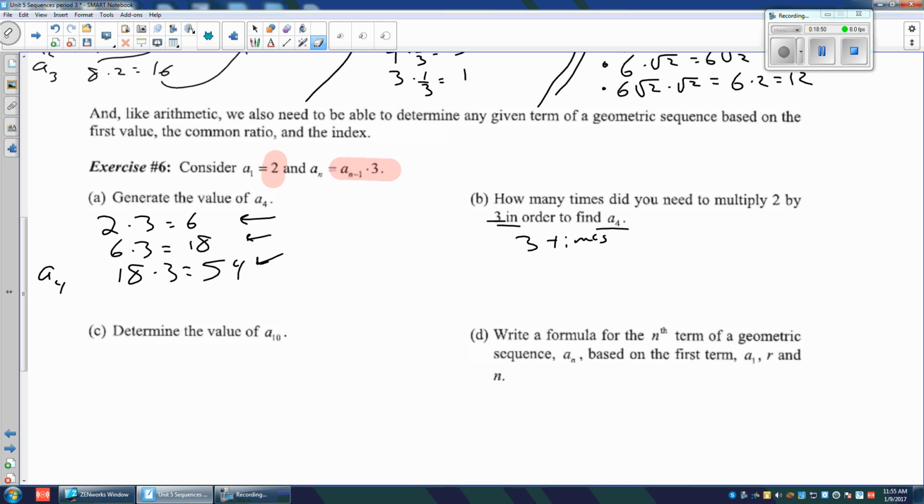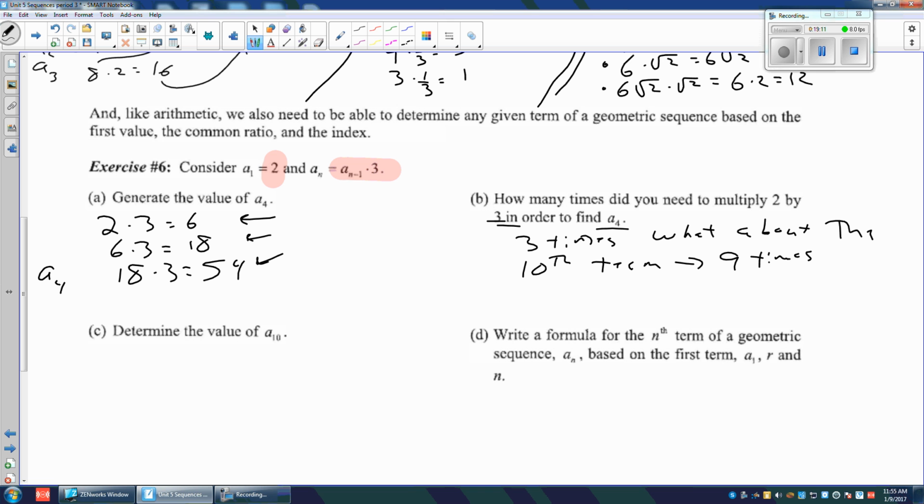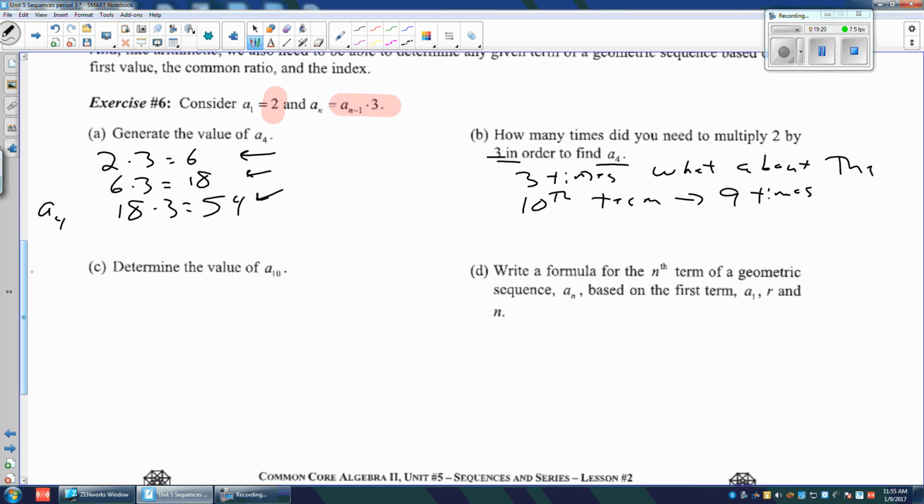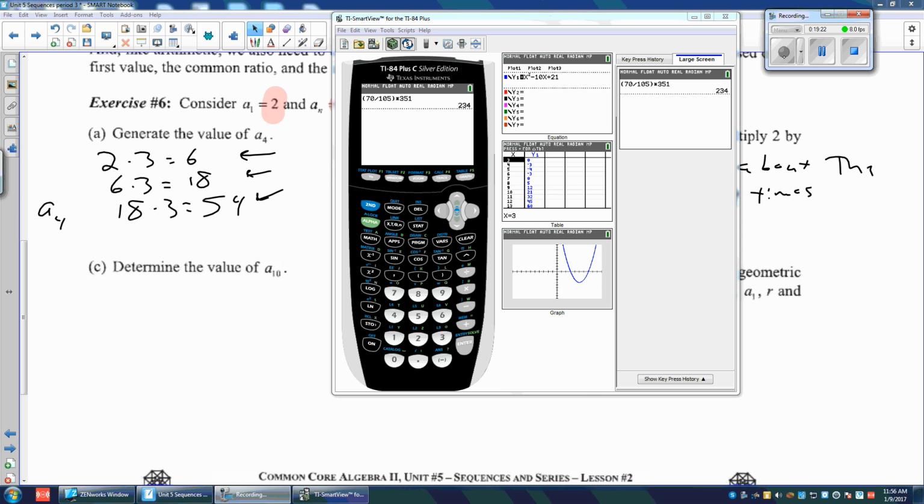Well, what about the 10th term? Any speculation? I'll bet you it's 9 times. Okay, so it looks like determine, oh, there it is, the value of a sub 10. I'm sorry about that. No wonder why 10 was prominently in my mind. So let's go ahead and do it.